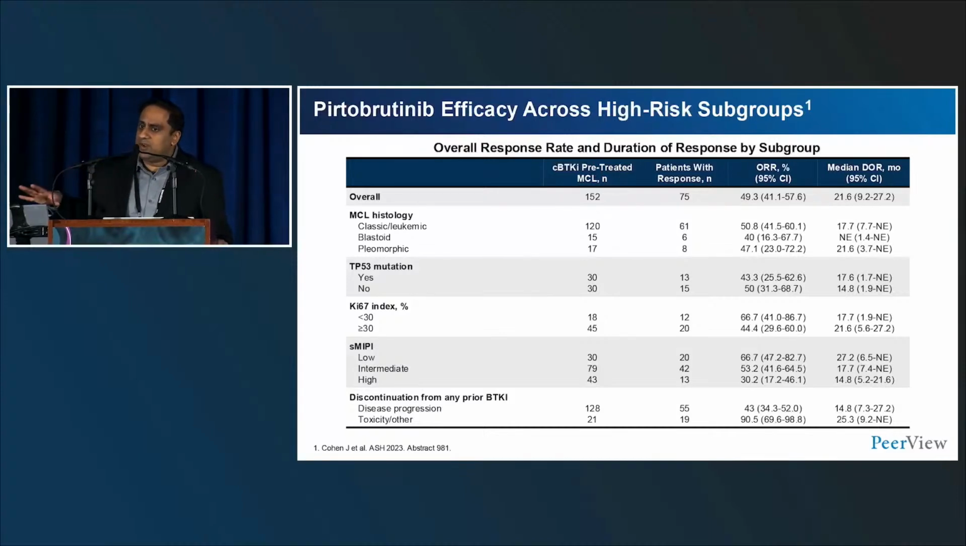I'm going to go through this very quickly here just because we're a little bit short on time. But looking at a subgroup analysis here, there aren't large differences except when you get to the bottom here. So those patients who discontinued the BTKI due to true progression sort of had an overall response rate of 43%, whereas if you came off the BTK inhibitor due to toxicity, meaning you were still BTK sensitive, you see an overall response rate of 91%.